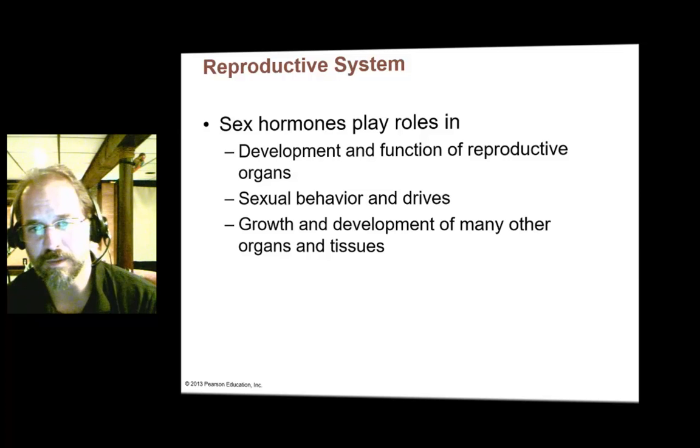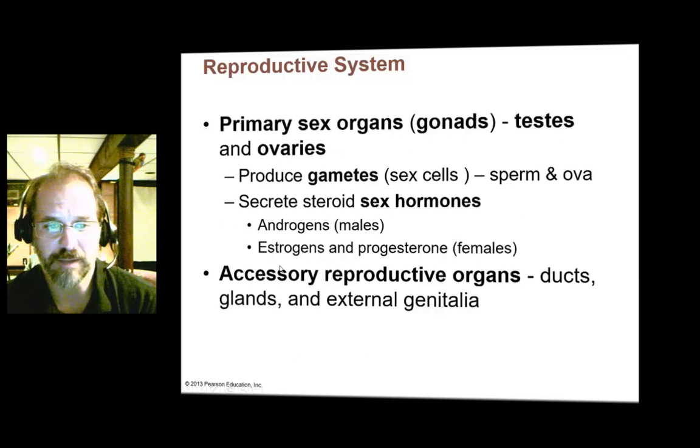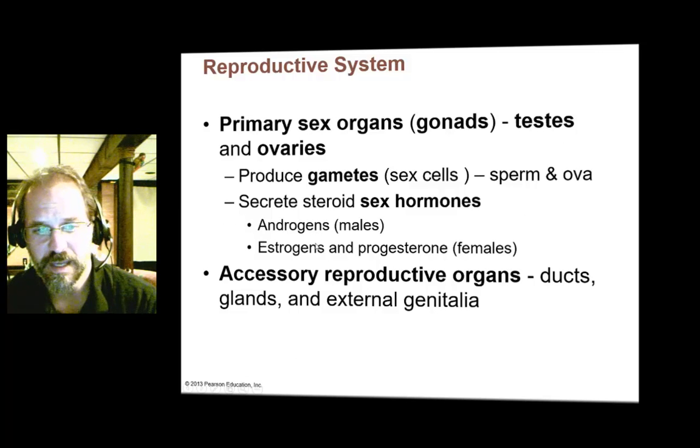So I mentioned that the hormones are going to play a role in sexual development and libido. Well, the hormones that we have here, the previous slide mentioned them. In males, they're called androgens, and the main androgen is testosterone. In females, we have a group of related compounds called estrogens, and a similar compound called progesterone.